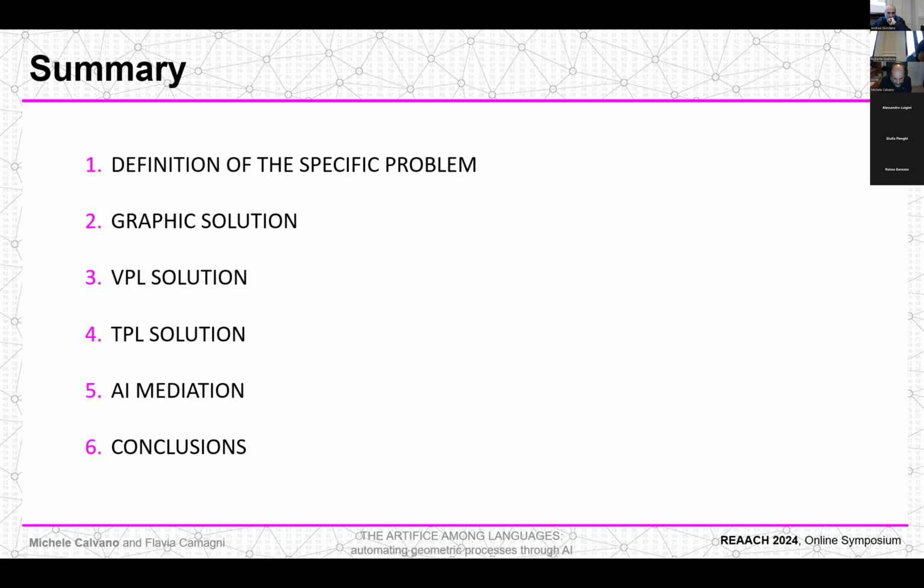On the slide, you see the organization of the communication. It is divided into 6 parts. In the first part, we frame the problem. In the second part, we explain the graphical algorithm behind the digitization process. In part 3, the solution is automated using the visual programming language. The main part is 4, showing how AI can mediate between the geometric and the programming processes. Finally, some concluding remarks.